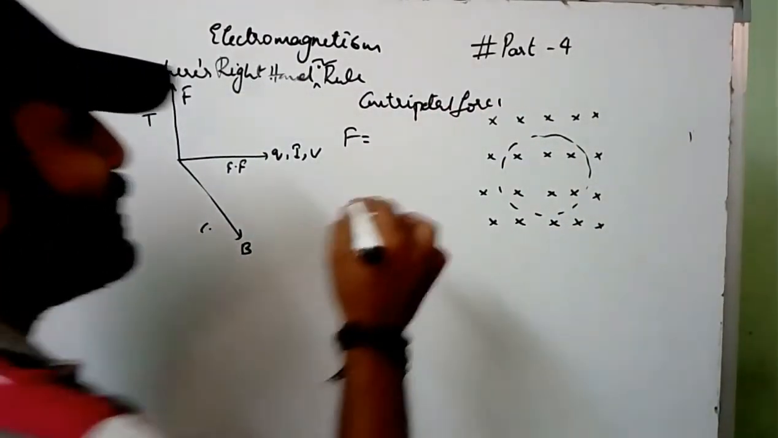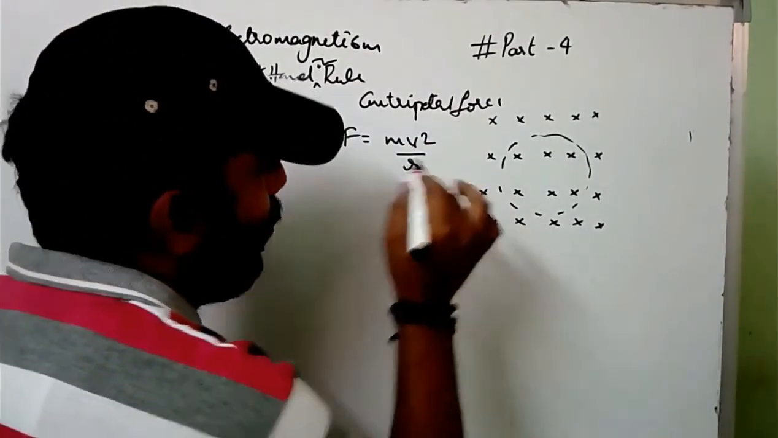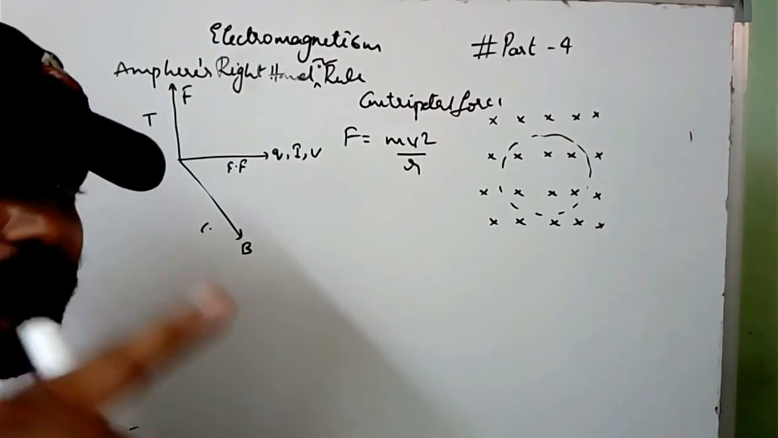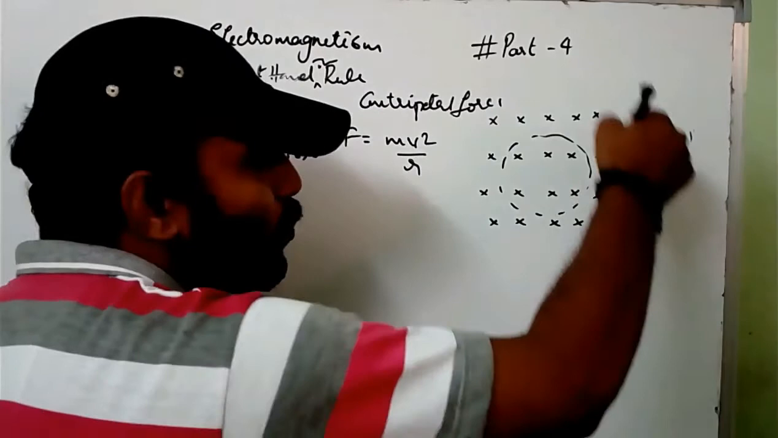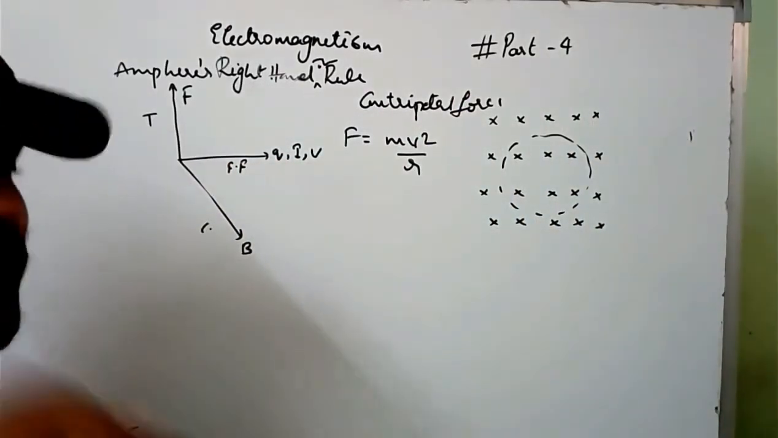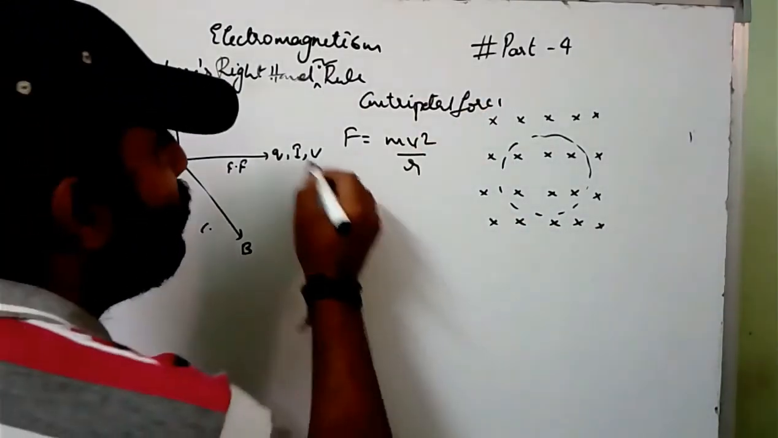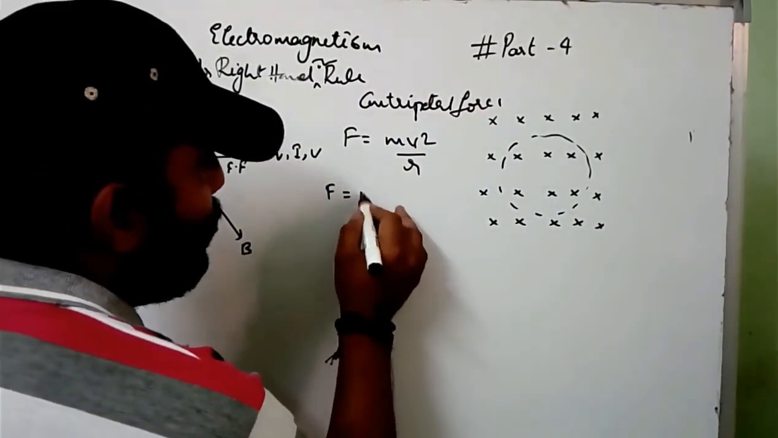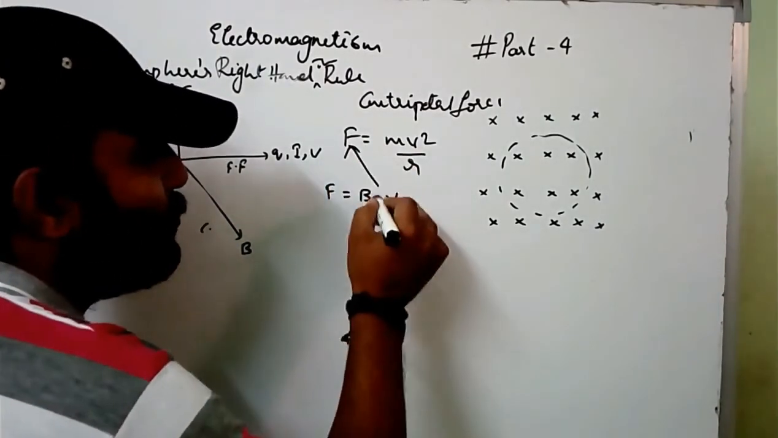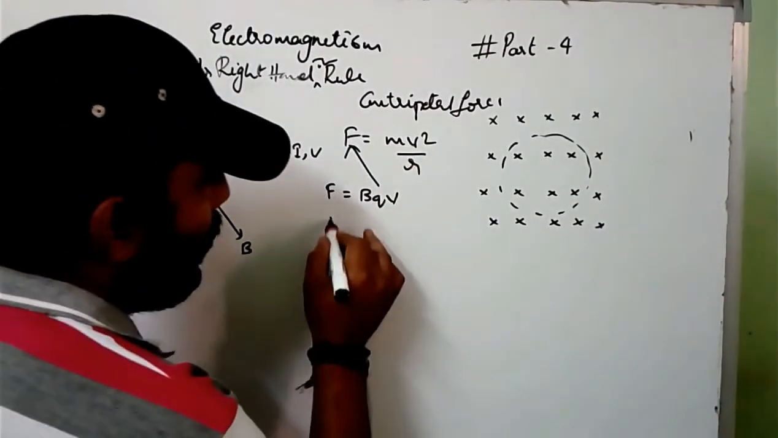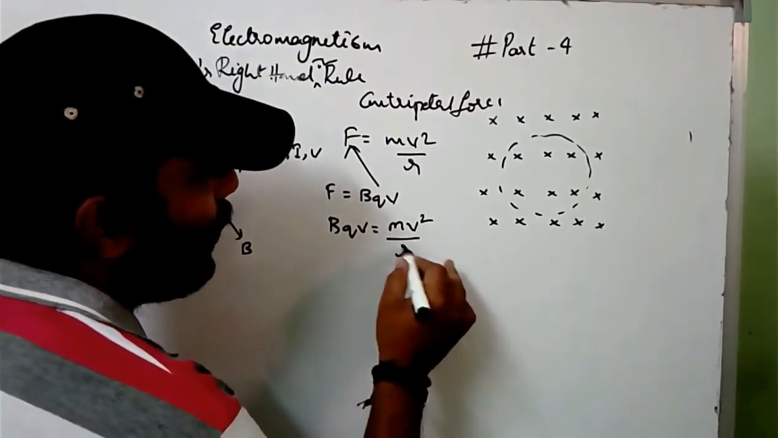Centripetal force formula is what? F is equal to mv square by r. Here the charge is placed in a magnetic field, so the force on the charge is F is equal to BQV. In place of F, I will substitute that value. So what will you get? BQV is equal to mv square by r.